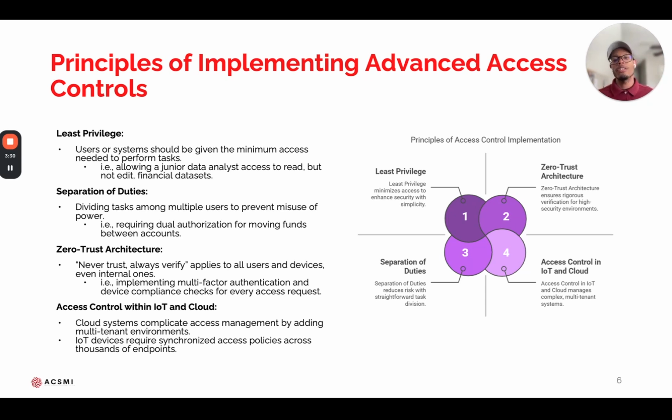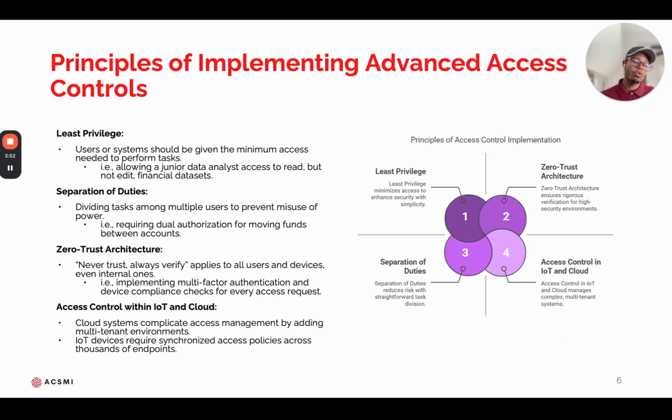Then you have your zero trust architecture. Now this is all about never trust, but always verify. This applies to all users, all devices, no matter who you are on the network. Now this is implementing multi-factor authentication and then compliance checks with devices to make sure that, hey, if they're accessing something, they have the right to do so. They're the right device and there's no issues there.